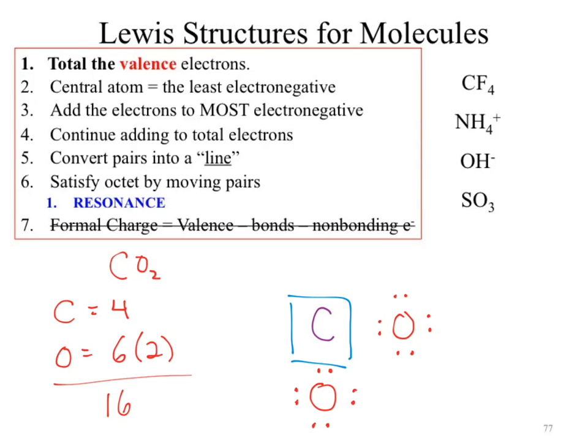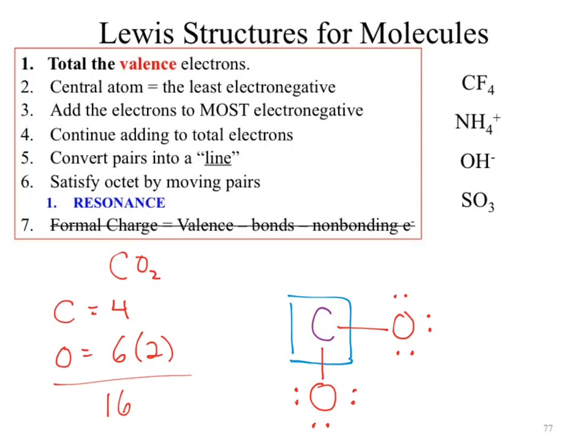Okay? Convert pairs into lines. So by pairs, we're referring to bonding pairs. How do I know it's a bond? It's between atoms. Right? That's when we form a bond, when we have electrons between atoms. If we don't have electrons between atoms, we don't have a bond. Right? So I will go through and place my bond there. Whoops, need that space later. And there.